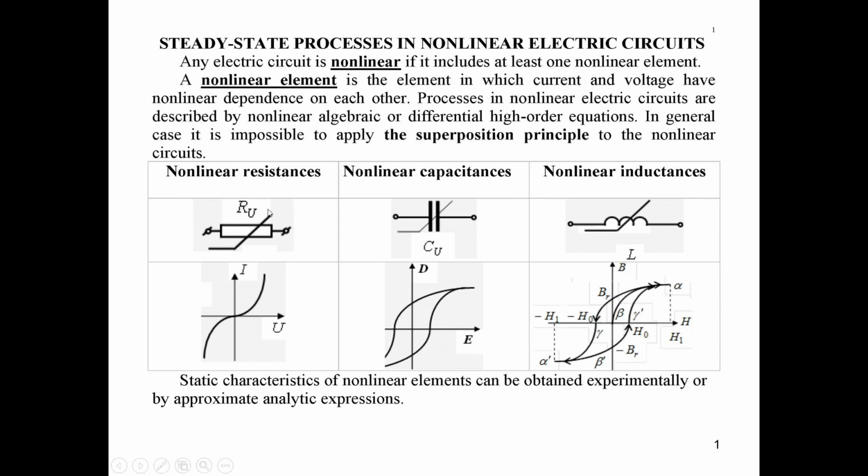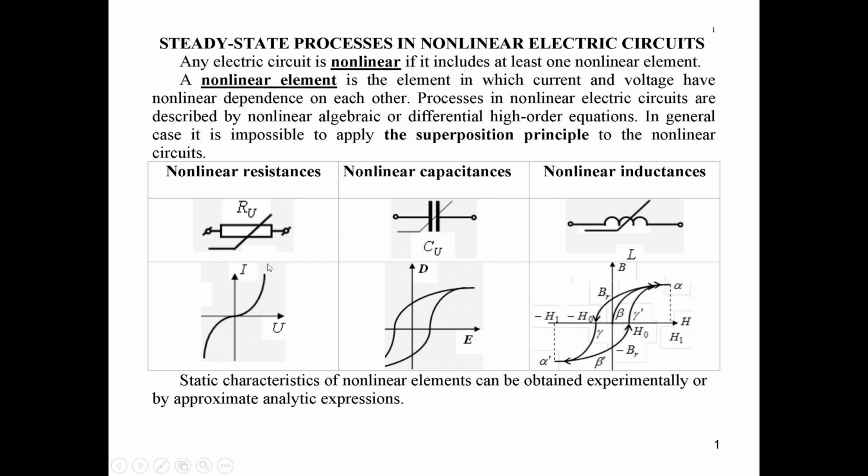Nonlinear resistance is designated in such a way. You see this additional part presented here, and it designates that this resistance has a nonlinear connection between the applied voltage and the current which will flow through it. It is not linear, as it was earlier, when it was just equal to R, the resistance. Here it is equal to R(u).